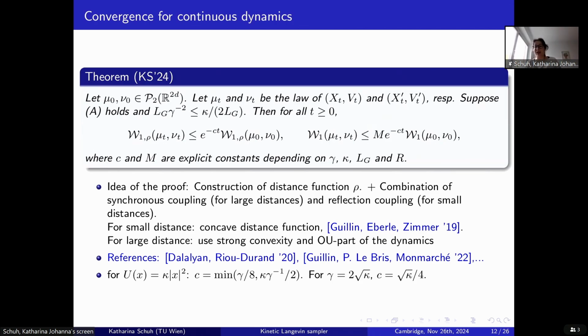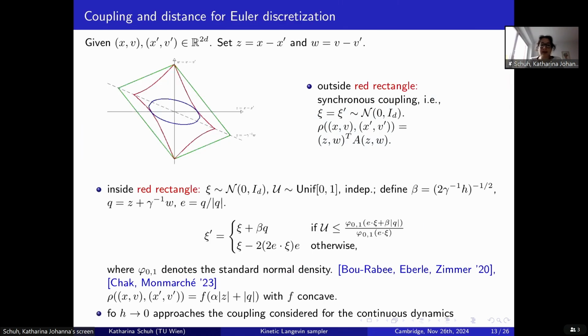So now we want to transfer this to the discrete setting, so to the Euler scheme, and then also later on to the BU and UBU scheme. So here we now have to look at how we construct the coupling and also the distance function. And as I said, we start with two initial conditions, so x, v and x prime, v prime.